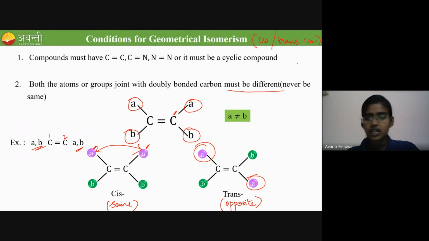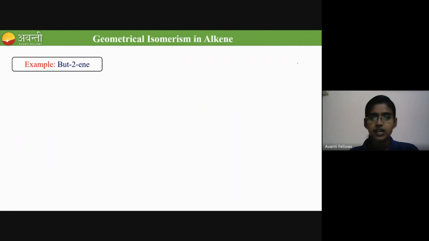So students, any doubt any of you have so far in geometrical isomerism? Let's discuss this with an example. If you have any doubt in between, feel free to ask, and I'll explain again. The example that I took here is butene. How many carbons will be there in butene? Can anyone tell me the number of carbons present in butene?